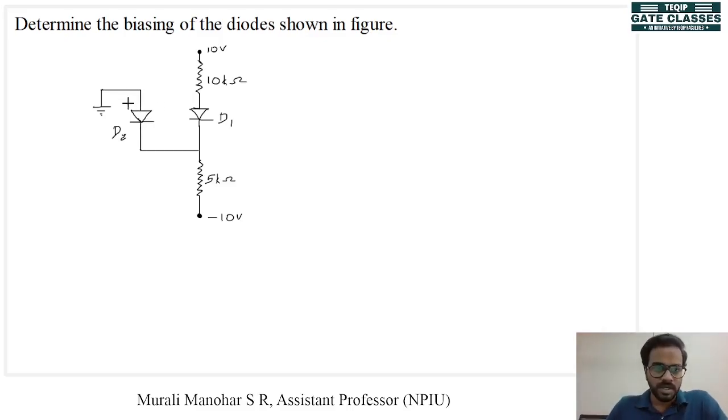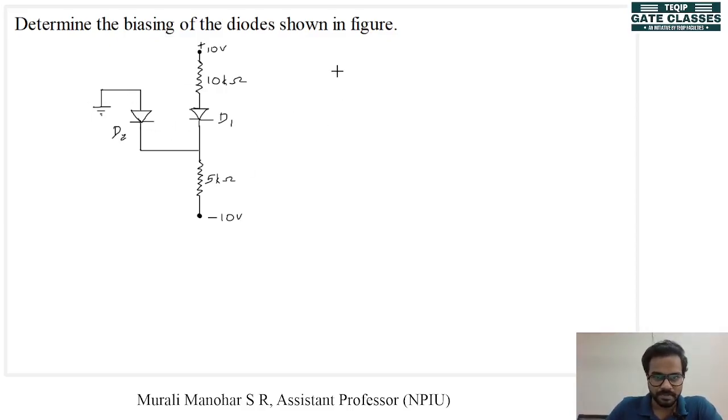On the figure, there is diode D1, diode D2, and the connections are like this. Here we have plus 10 volt, at the bottom we have minus 10 volt, and there are two resistors, 10 kilo ohm and 5 kilo ohm. In this case, we will apply our second test, the short circuit test. In the short circuit test, we assume that our diodes are forward biased. Forward biased ideal diodes will act as short circuits, so we'll assume our diodes are forward biased, hence they are short circuited.